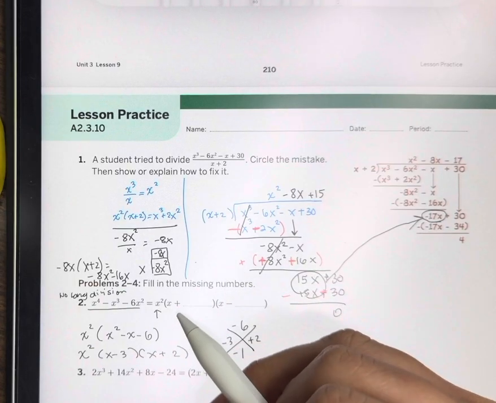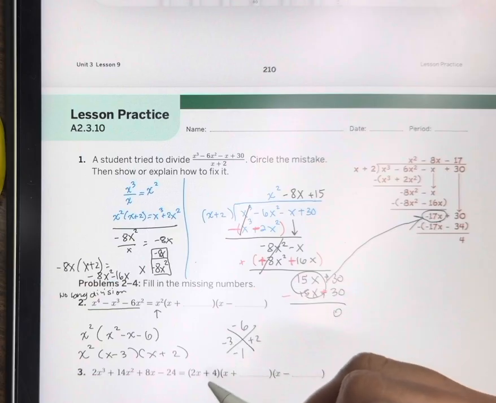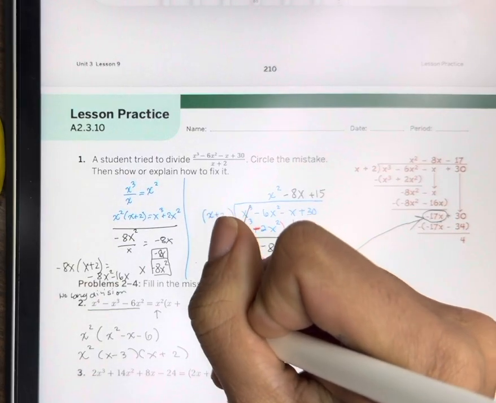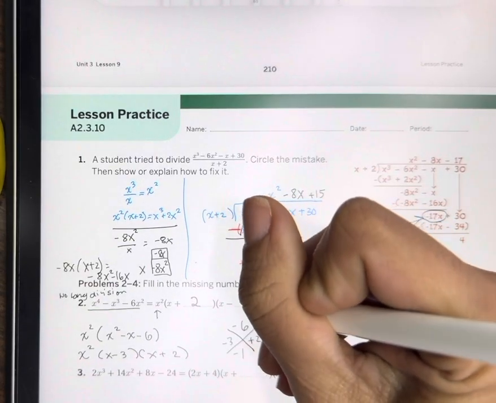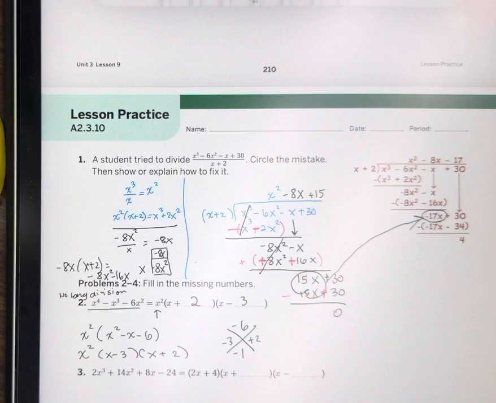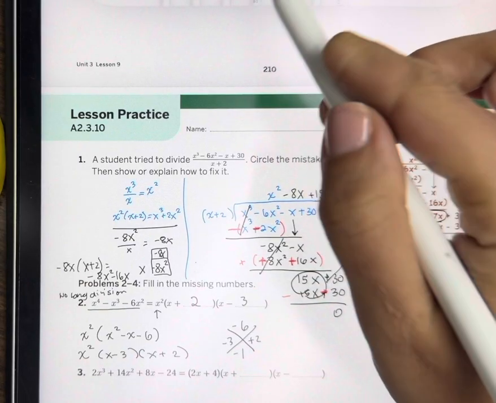So they want me to write the one that's positive first and the one that's negative second. No problem. We'll put x plus 2 first and we'll put x minus 3 second, because the order doesn't matter. Okay, final answer right here.